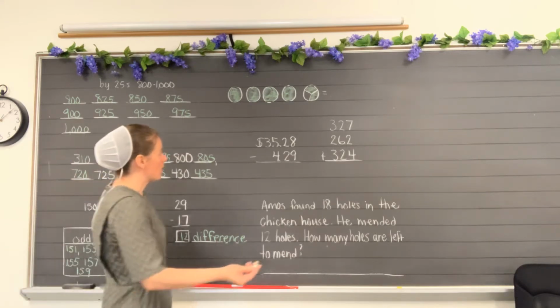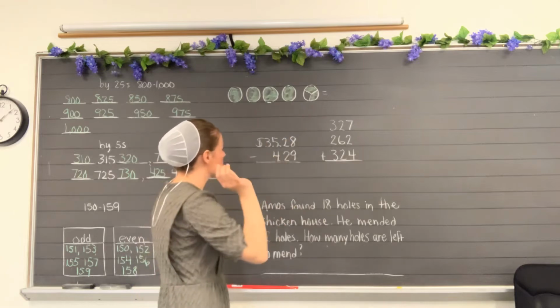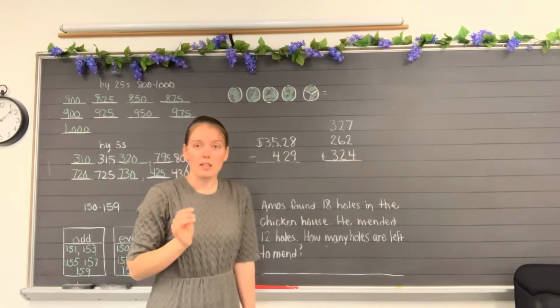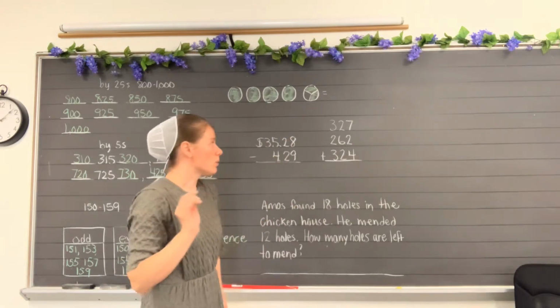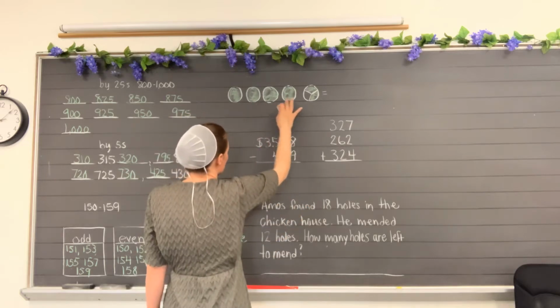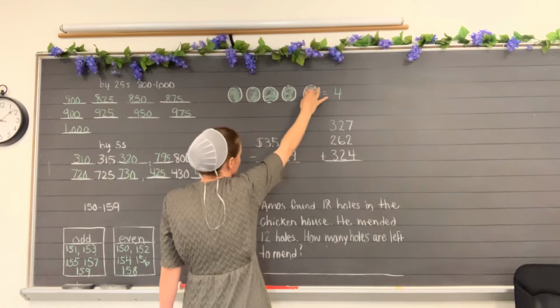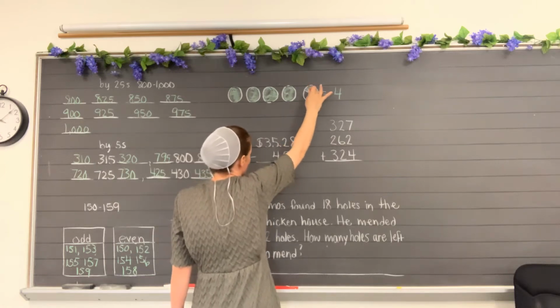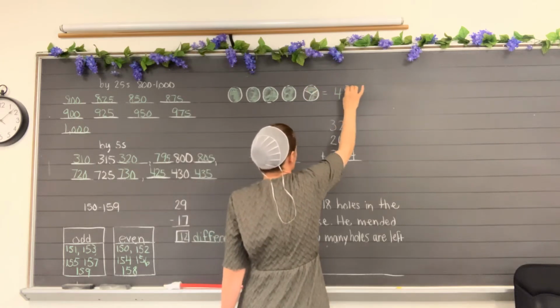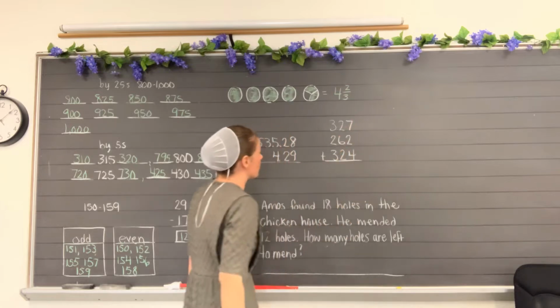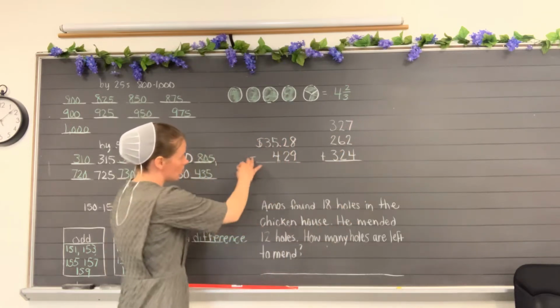And here we have circles, and they're all filled in except the last one. So we would write 1, 2, 3, 4 complete ones, 4, and this is divided into 3 parts. 2 of them are shaded in, so it's 2/3. 4 and 2/3 is your answer. Okay, let's do this problem here.